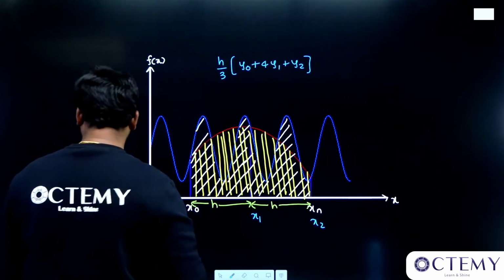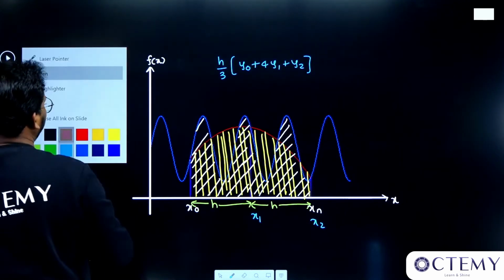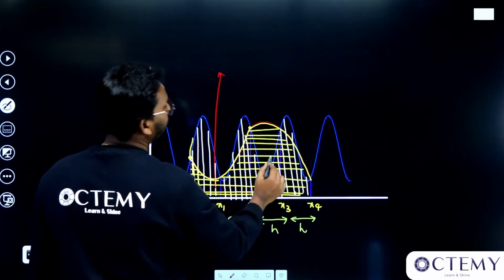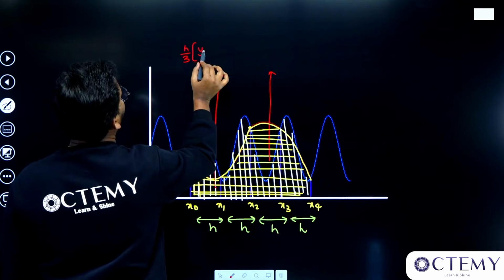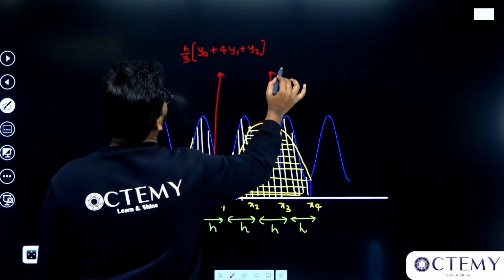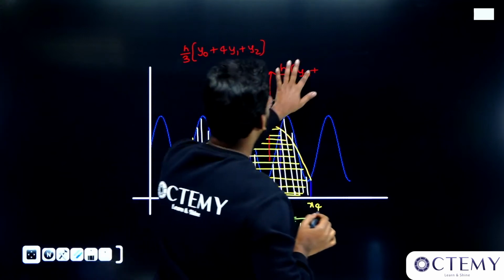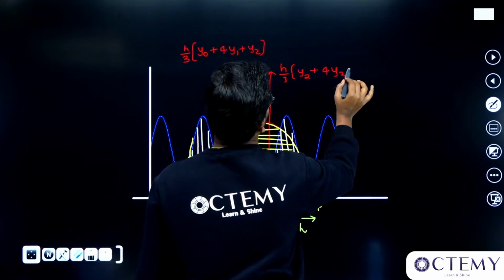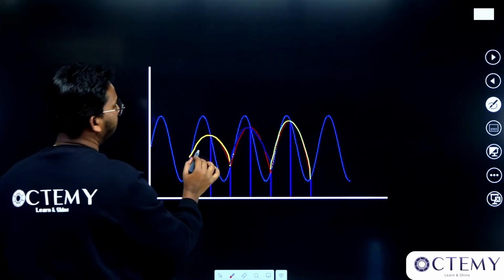So here you see, sir, what will happen. In the next slide, there are 2 parabolas, right? This is one parabola, this will give you one area, and this will give you another area. So this would be h by 3 times y0 plus 4y1 plus y2, and for this parabola, it is h by 3 times y2 plus 4y3 plus y4, right?